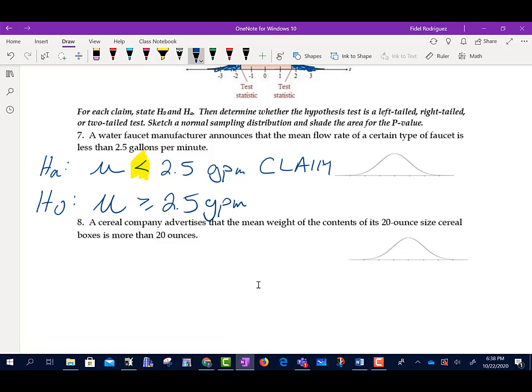All right. So let's take a look. We're going to get to the left tail, right tail business. So for each claim, we're going to state the HO and the HA. We've done that already. We decided which one was our claim. Then we're going to determine whether the hypothesis test is a left tail, right tail, or two tail test. The way we find that out is we look at our alternate and the direction of the inequality sign. It's going to the left. So that means I'm looking for this little p-value, this little probability over here. Okay, this is going to be a left-tailed test.